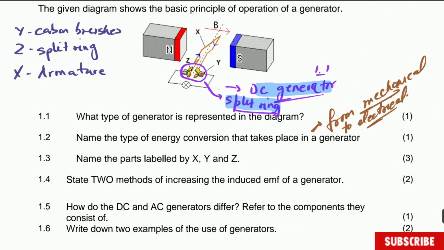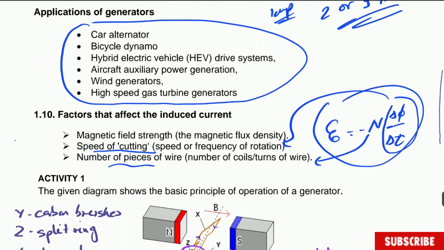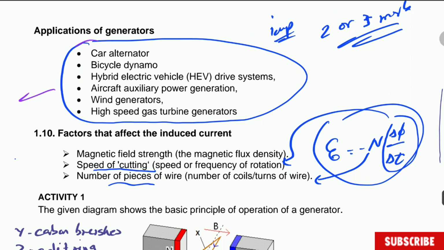How do DC and AC generators differ? The difference is that DC has a split ring, and the AC has slip rings. There we go. That is the difference between the two of them. And write down two examples of the uses of generators. Guys, I'm not going to write it. It is all here. Where do we use generators? Just stop the video and write the examples, because in the exam they're going to ask you.